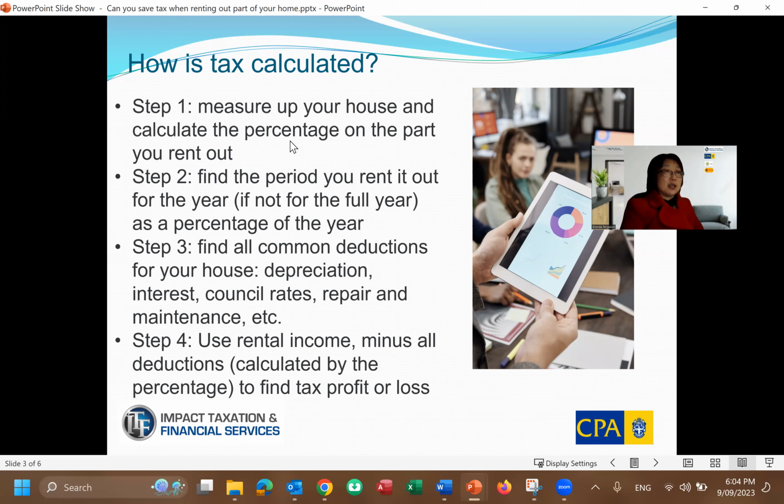Step one is measuring up the percentage of the area of your home. Step two is the percentage of the time if you haven't rented out for the full year. Then the two percentages are multiplied together, and you can reach the full percentage. You can calculate the total deduction you can claim to reduce the rental income.